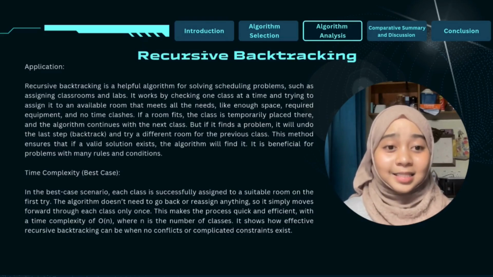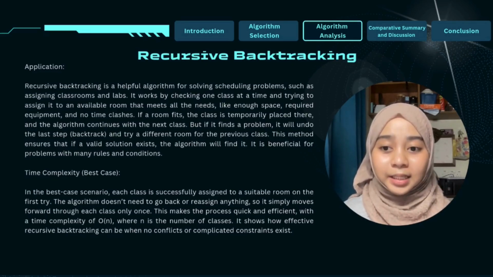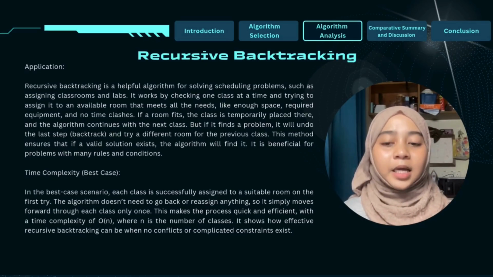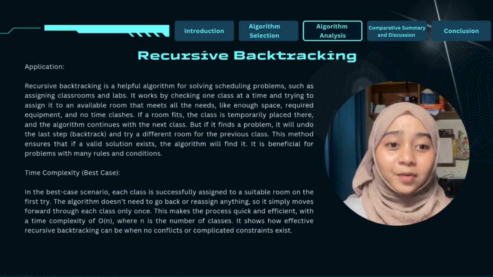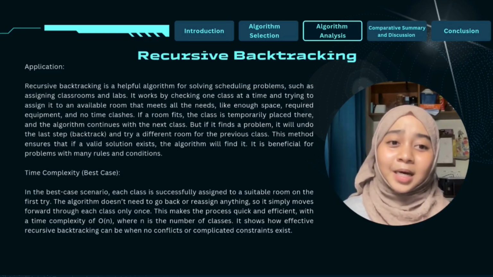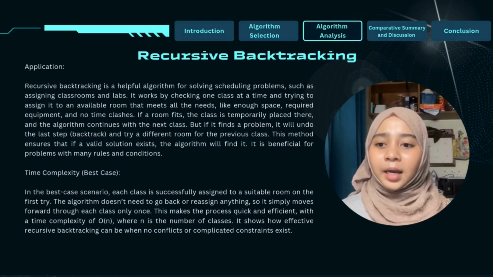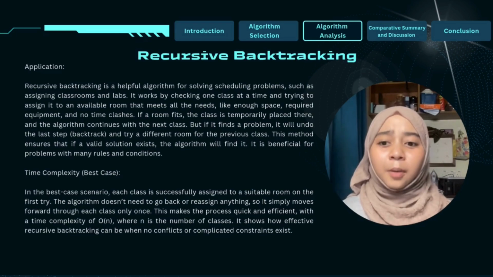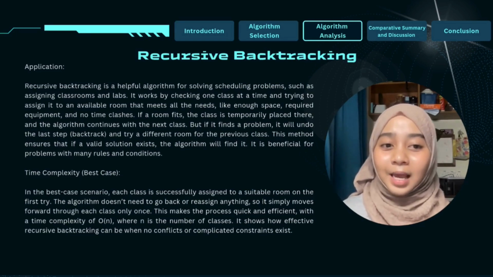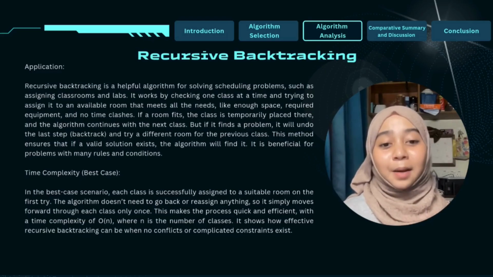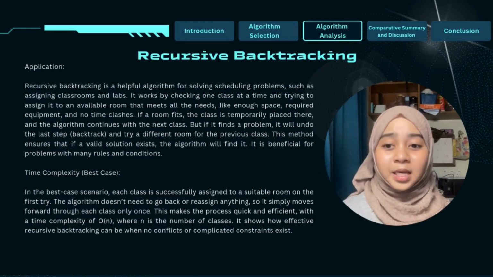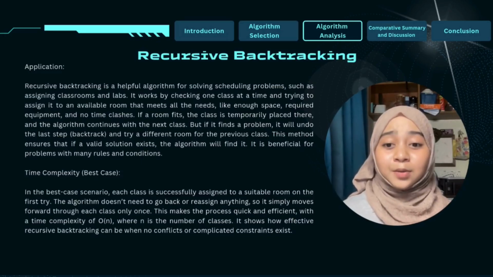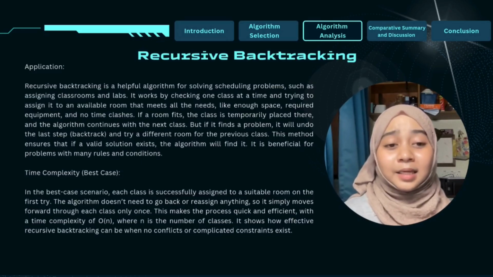Okay, the next is time complexity. In the base case, each class get a room on the first try, so the time is O(n), where n is the number of classes, but usually the algorithm tries many combinations, making the time much longer, up to O(m^n), where m is the number of rooms. For example, with 6 classes and 4 rooms, the algorithm may check 4,096 possibilities.